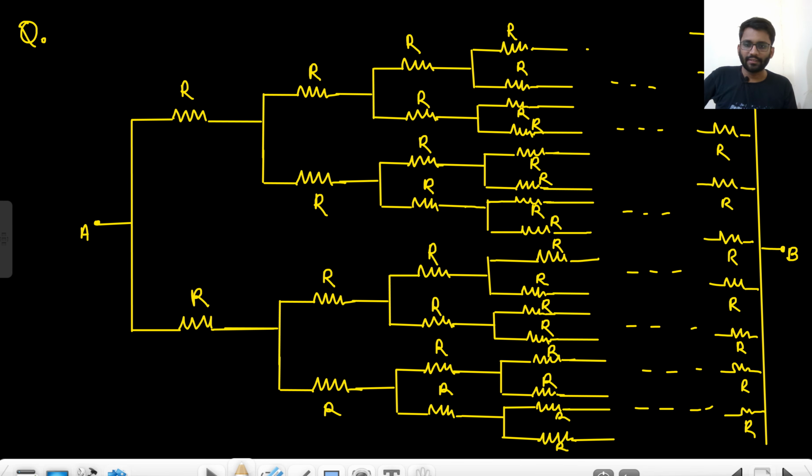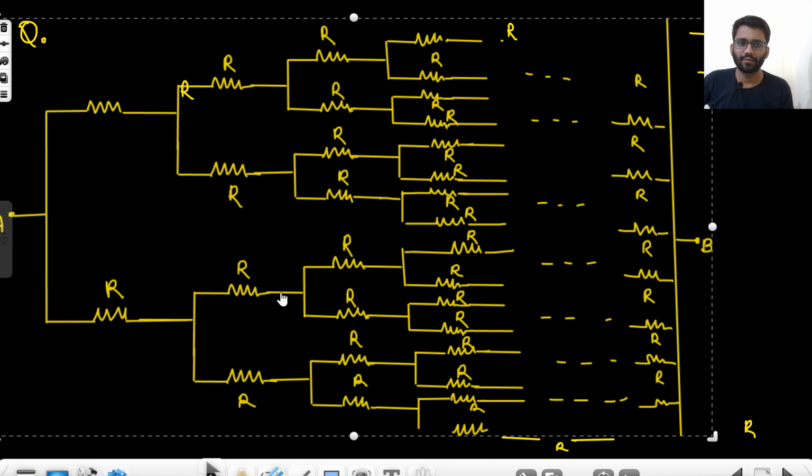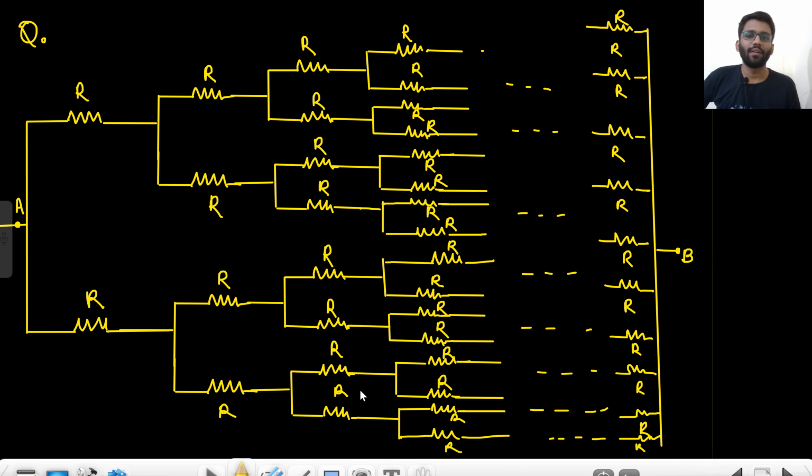Now you can't really see the complete problem, so I will have to shift it. Okay, so this is the problem. Let me explain it to you. From point A, 1 R and 1 R is getting divided, then 1 more R, then this R is also getting divided, and it goes on. Every R is getting divided into two parts, R, then R R, like this.